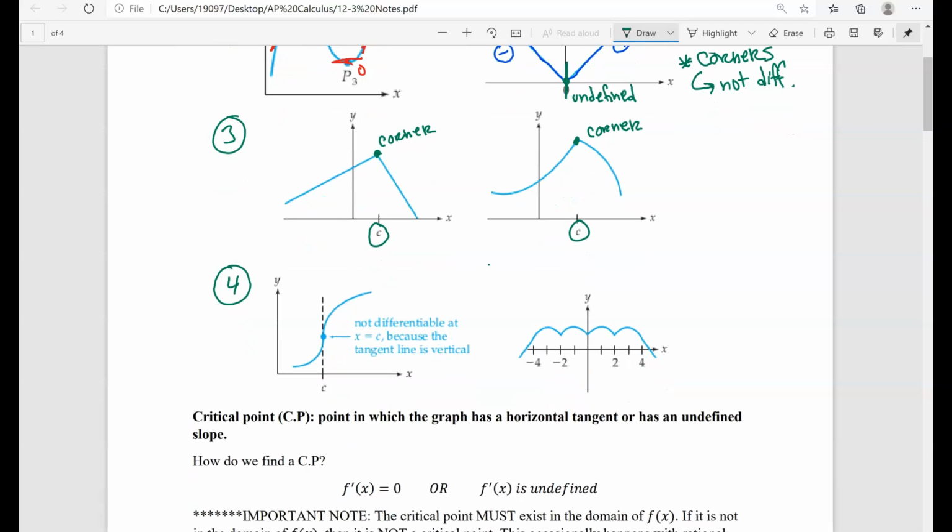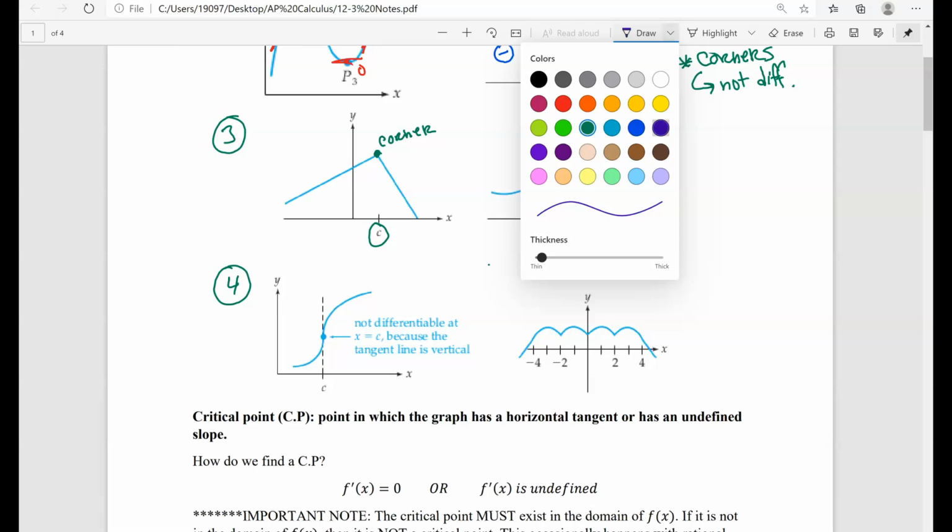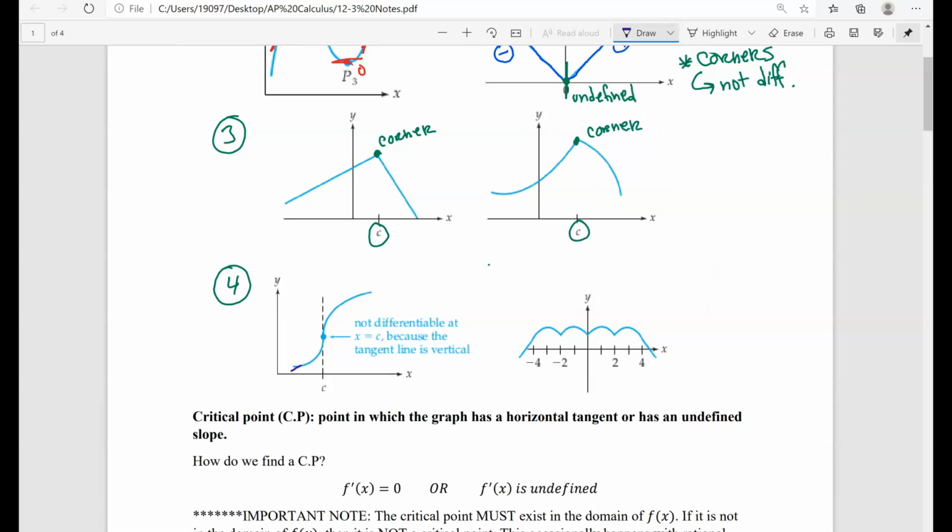This 4th graph will not be differentiable at x equals c, because now you have a vertical tangent. If you remember taking a line tangent to the graph, at this point the tangent will be vertical. So this one is also not differentiable at x equals c. Everywhere else you can take the derivative and plug it in, except at x equals c.